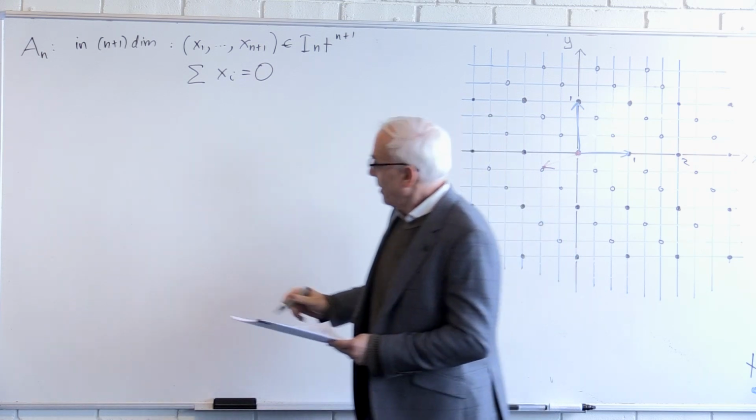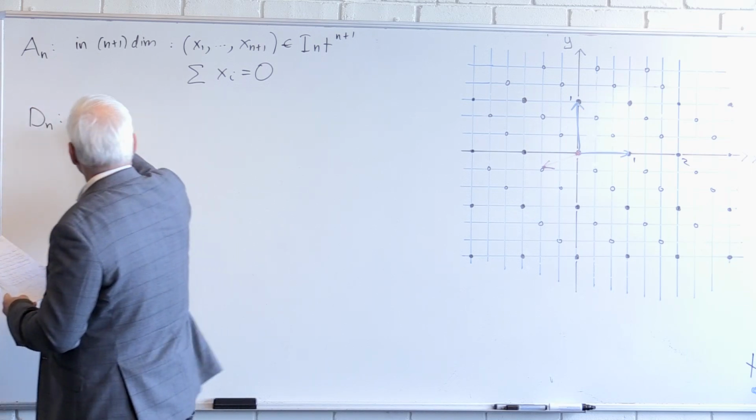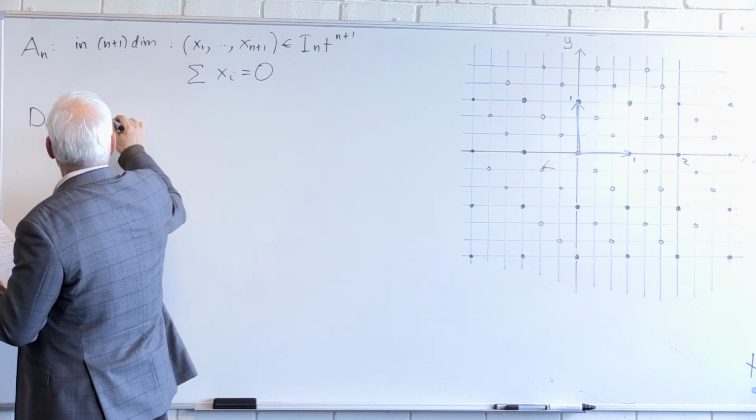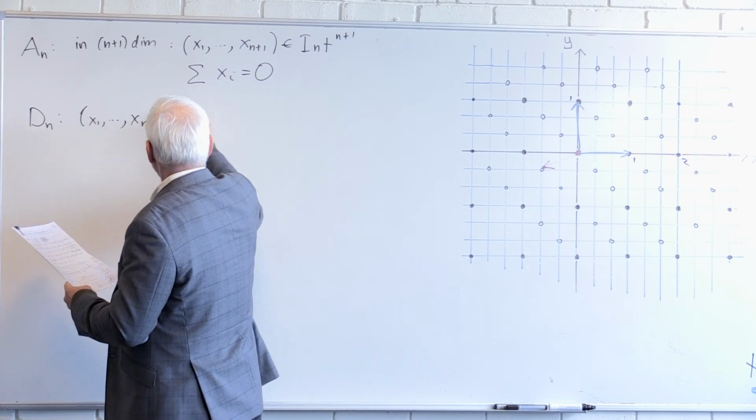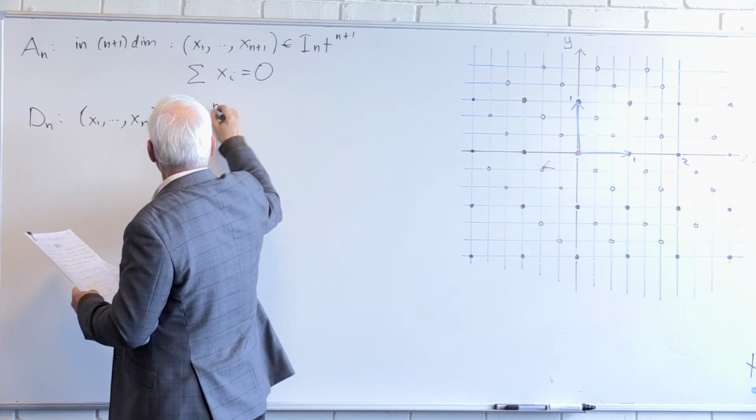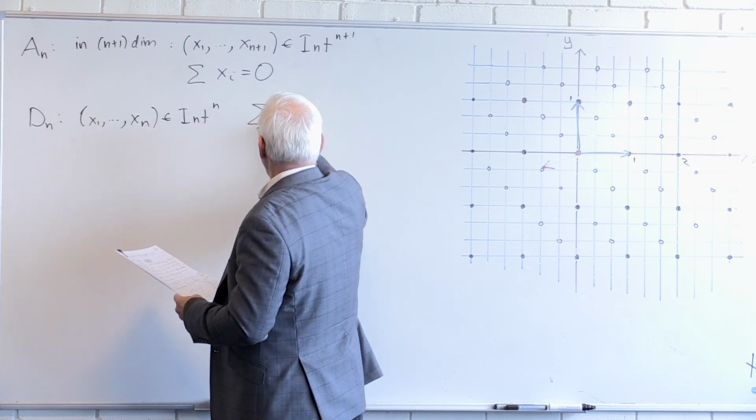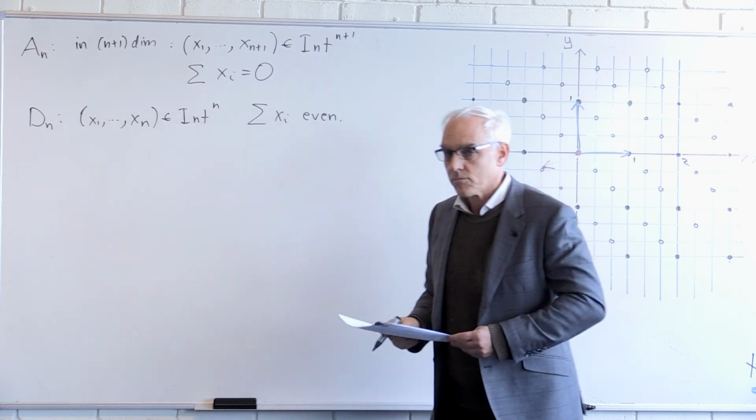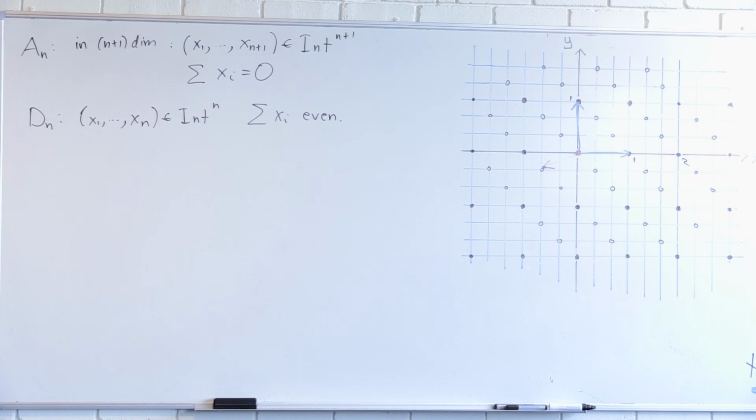in any dimension. And the DN lattice is also in any dimension. So now we're in n dimensions, so x1 to xn in integer to the n. And this is given by the sum of the xi's being even. So before I tell you what E6 and E7 and E8 are, let's talk about these ones.